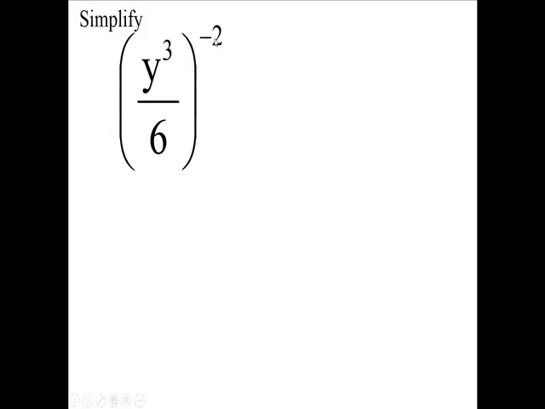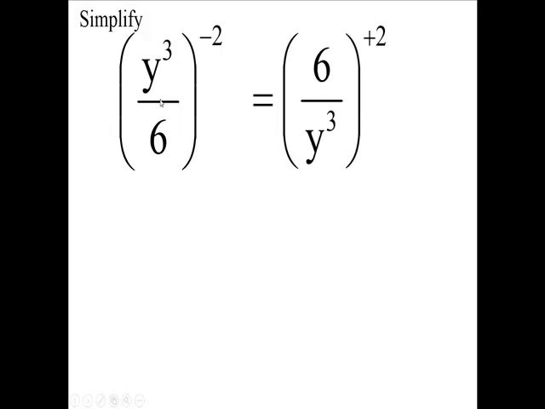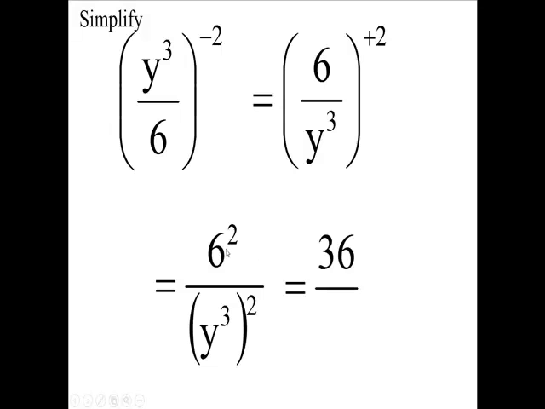So we're going to apply this negative sign here. It's going to give you the reciprocal of this. It's going to be a plus 2. You're going to use the reciprocal of that. Okay? So put the 6 on the top, the y cubed on the bottom, and then you're going to have 6 squared, and you're going to take 3 times 2 here, 3 times 2 for the bottom. You're going to have 6 squared is 36, and you're going to have y to the 6th power.